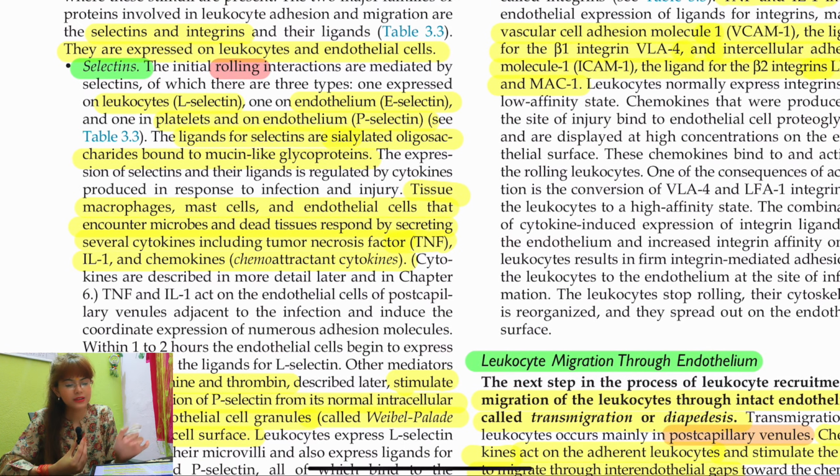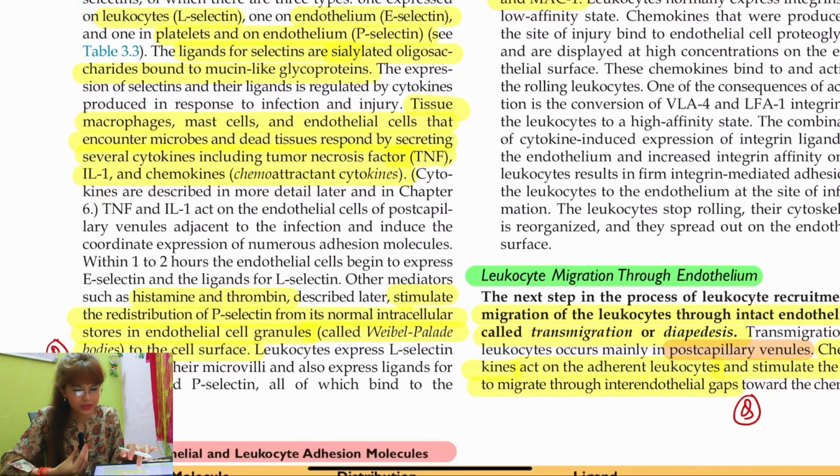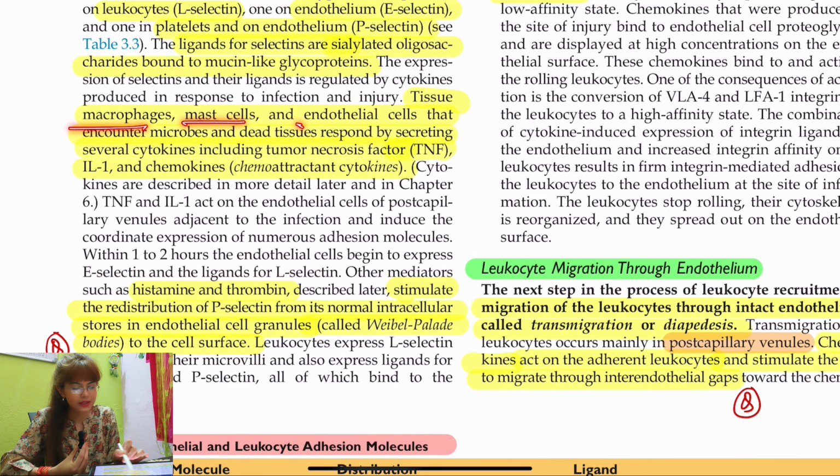There are so many selectins. You can see on leukocytes you have L-selectin, on endothelium you have E-selectin, and on platelets and endothelium you have P-selectin. The ligands for selectins are sialylated oligosaccharides bound to mucin-like glycoproteins. Tissue macrophages, mast cells, and endothelial cells that encounter microbes and dead tissues respond by secreting several cytokines, including tumor necrosis factor, interleukin 1, and the chemokines, which are the chemoattractant cytokines.